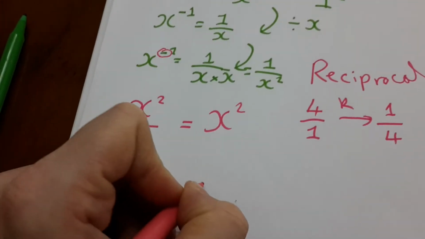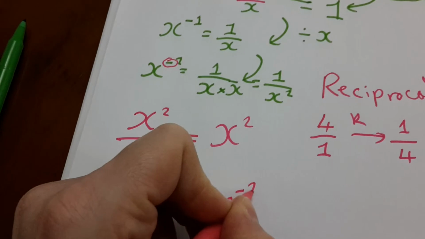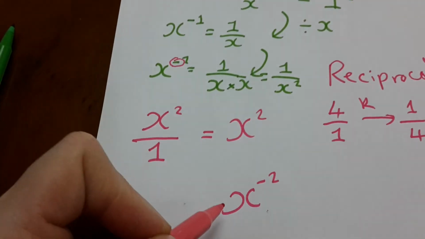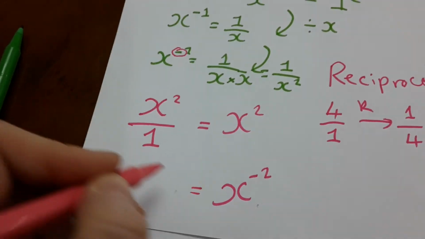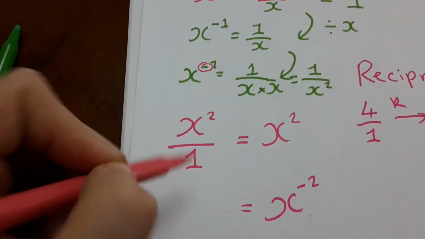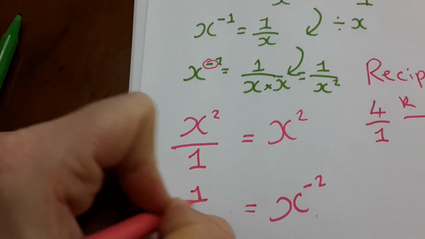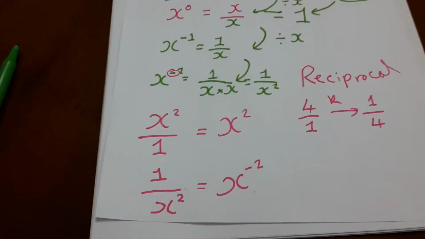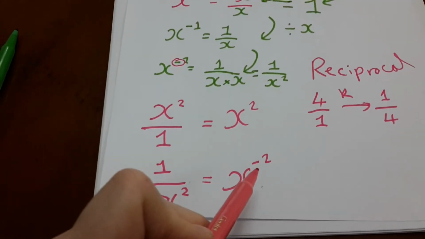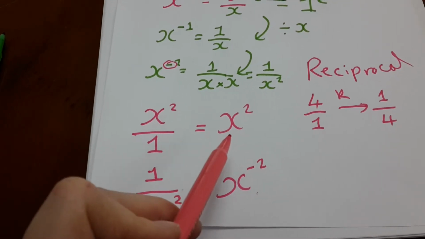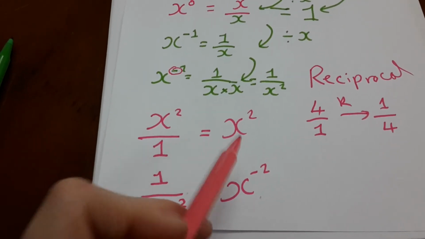But if I wrote x to the -2 rather than x to the power of 2, I would actually have the reciprocal of x squared as a fraction. So it would be 1 over x squared. So whenever you see a negative value, that just means that you've got the reciprocal of the normal index.